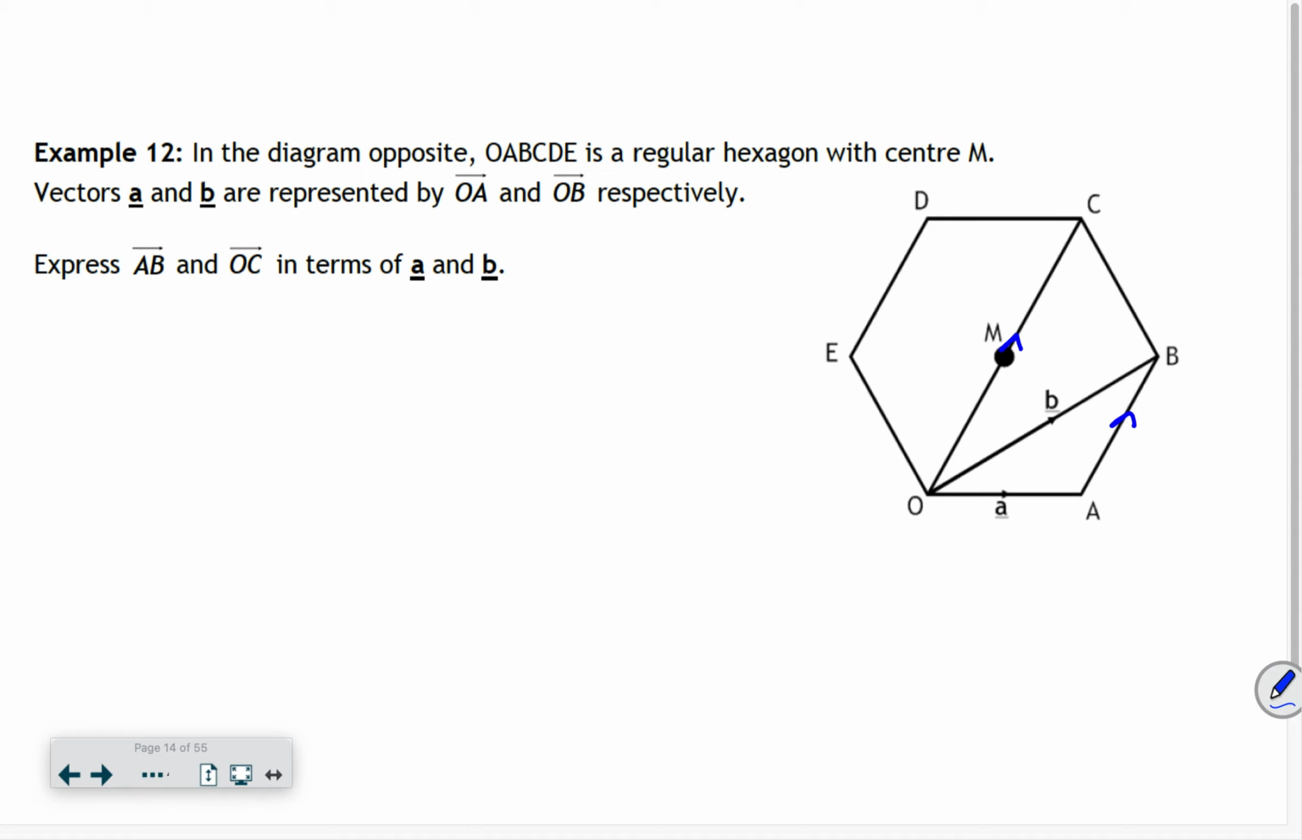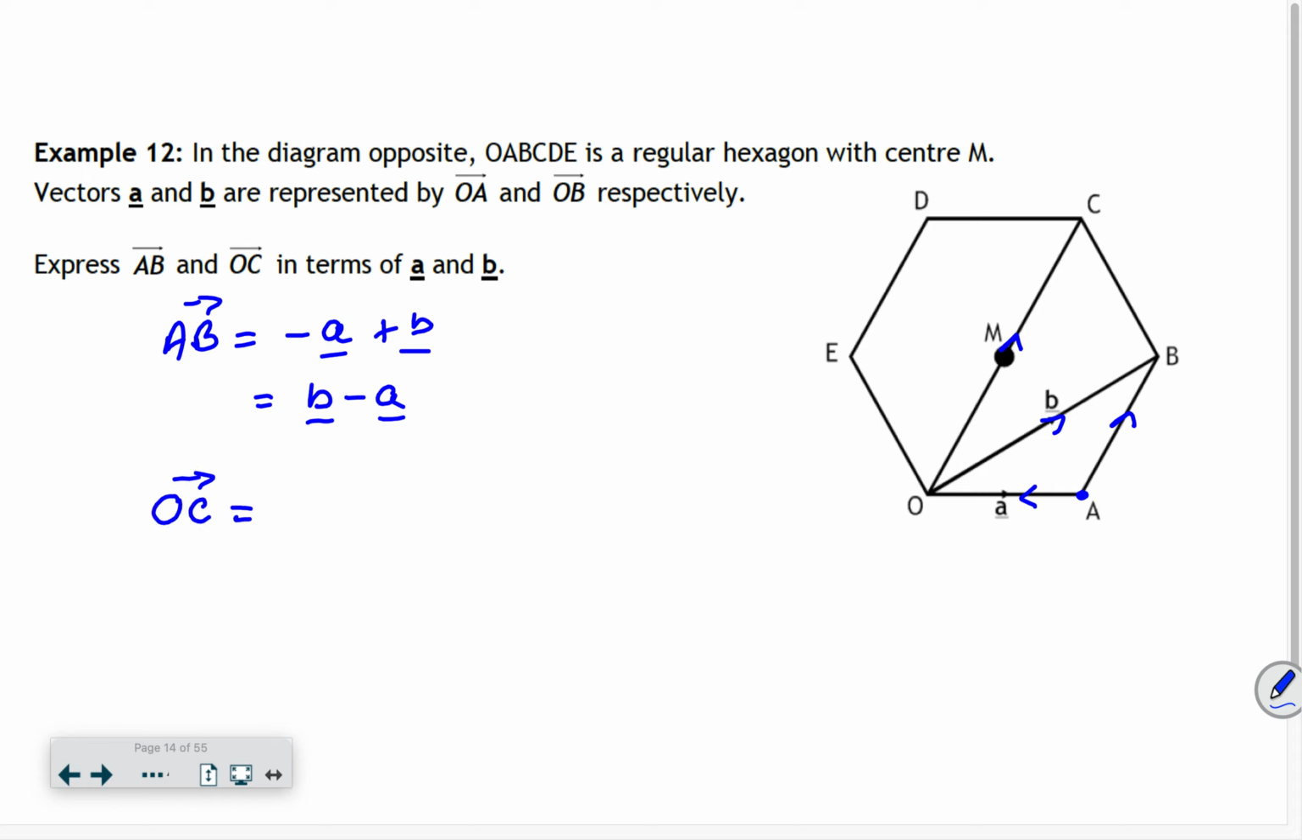So I can say that the vector AB, an alternate way is to go against the grain of vector A and then along vector B. So I can say that the vector AB is going to be the vector negative A plus vector B, which is just B minus A.